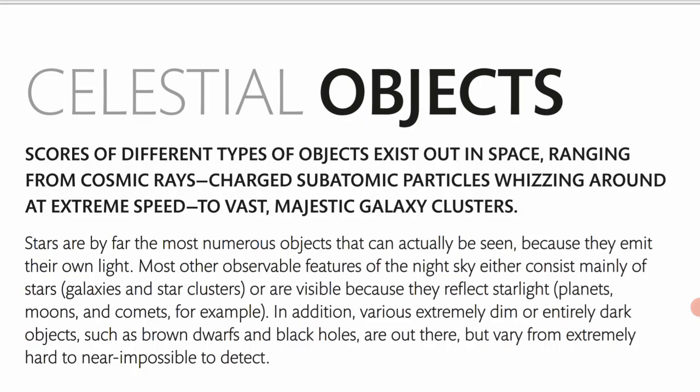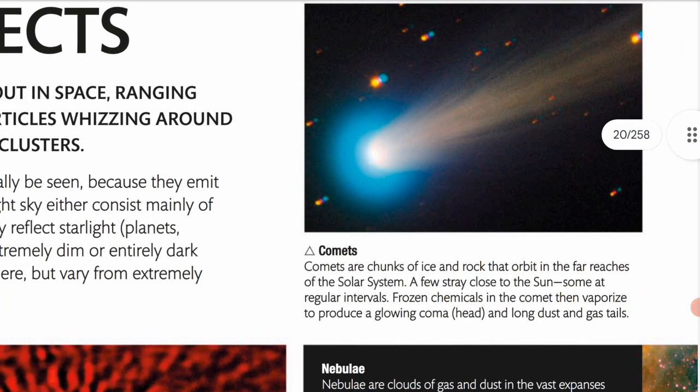Another exciting episode about astrophysics. Today we are talking about celestial objects which we observe in the night sky. We observe these objects with the naked eye, and most of them are stars, galaxies and star clusters. In addition, we also have some dim objects which can be detected through telescopes, and some entirely dark objects like black holes, which can be detected due to their gravitational effects on other objects.